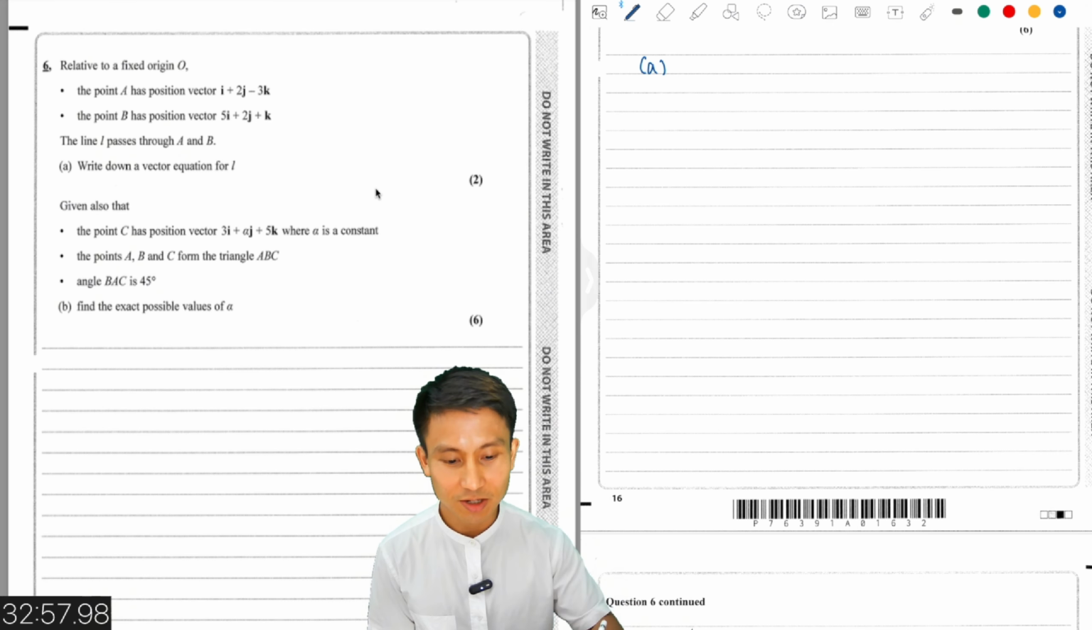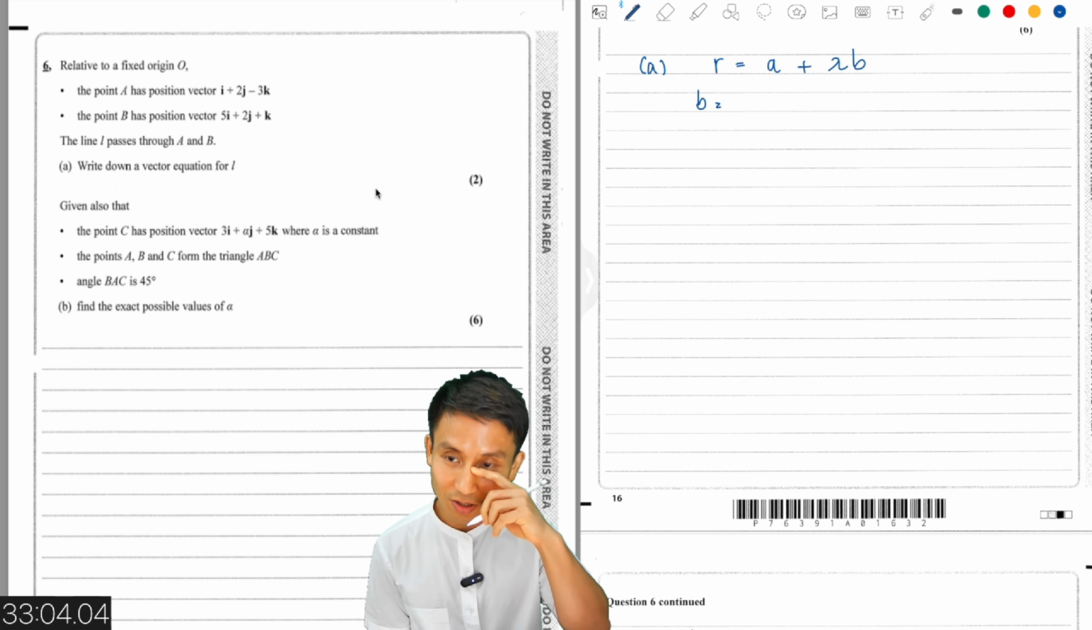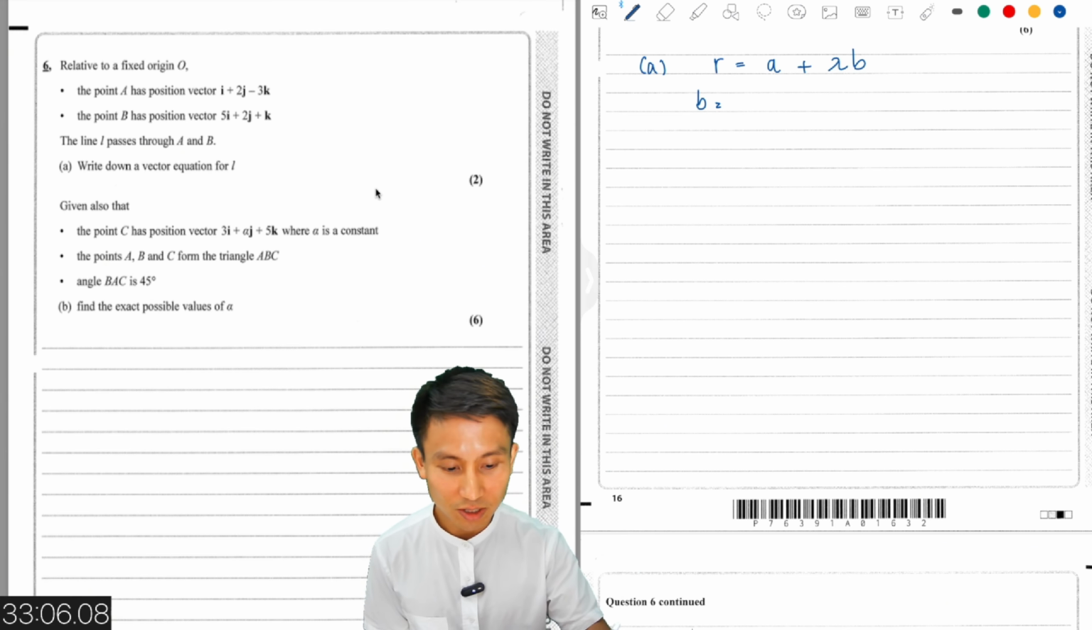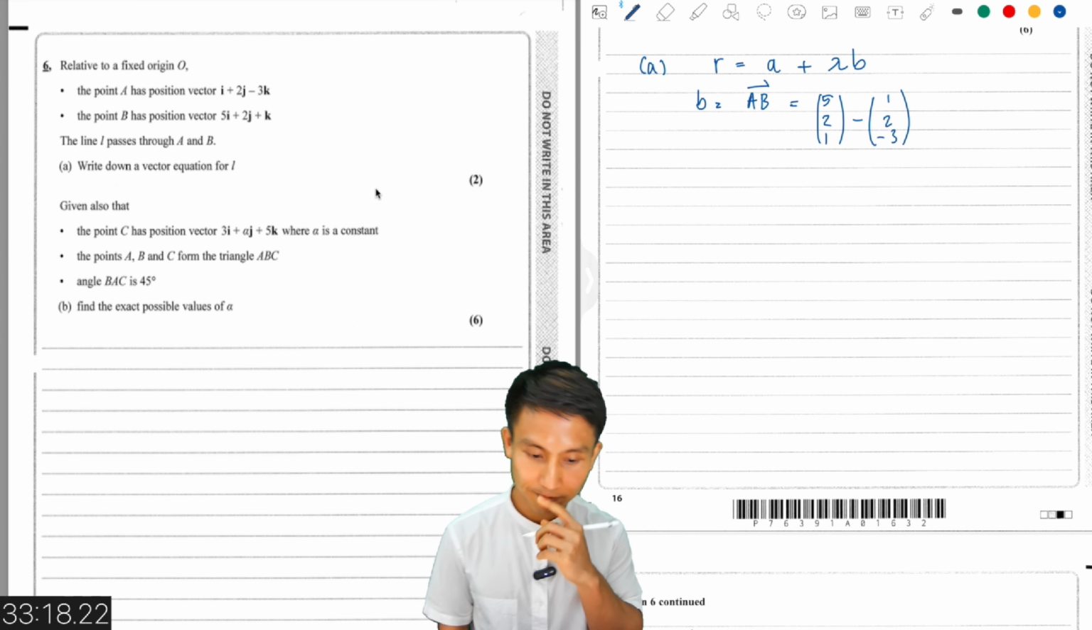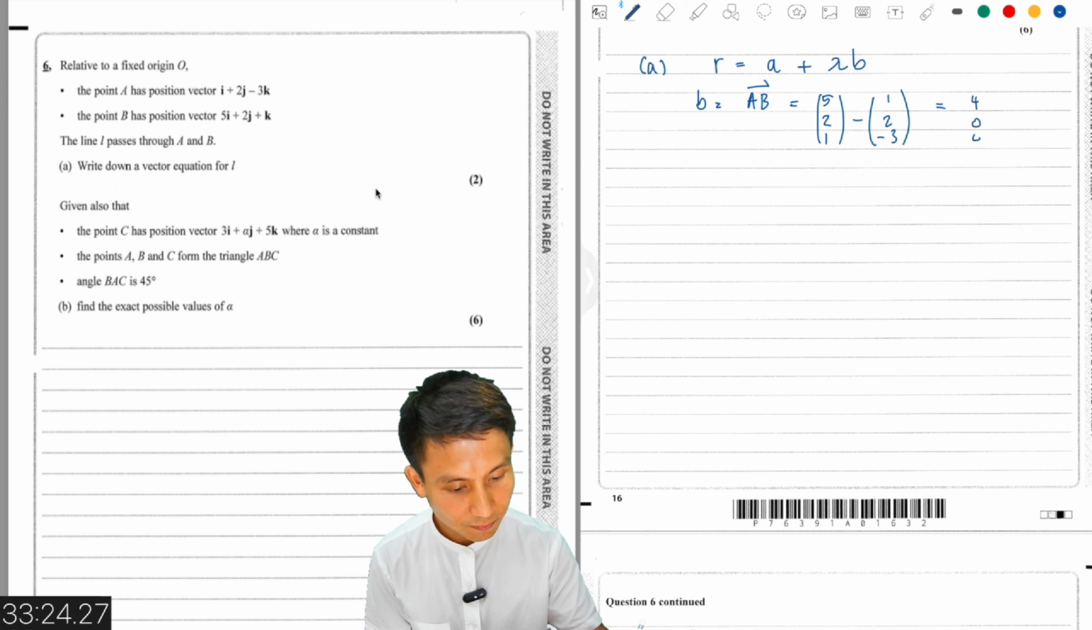But yeah, usually r equals a plus lambda b. The vector b here is called a direction vector. You can take it by using AB here. So it's just going to be 5, 2, 1 minus 1, 2, minus 3 here. Yeah. Okay, so that is just 4, 0, 4, right?